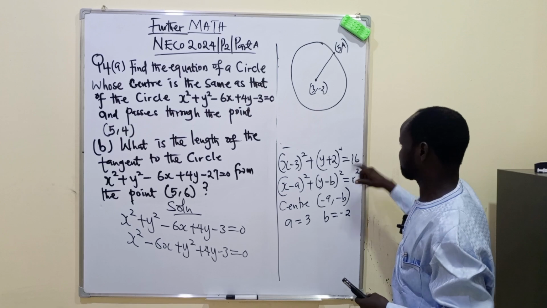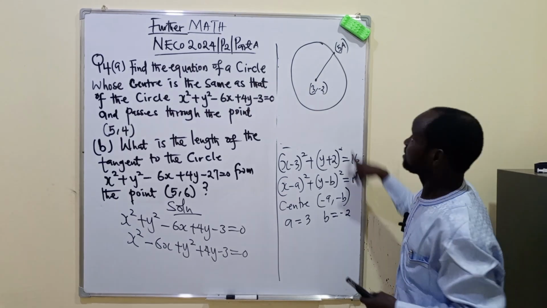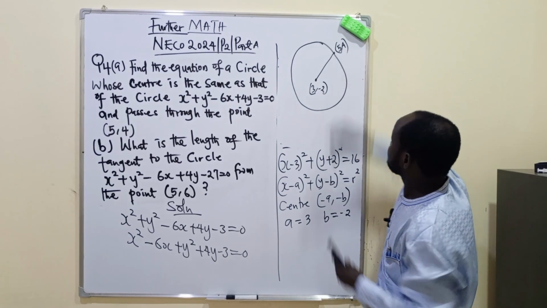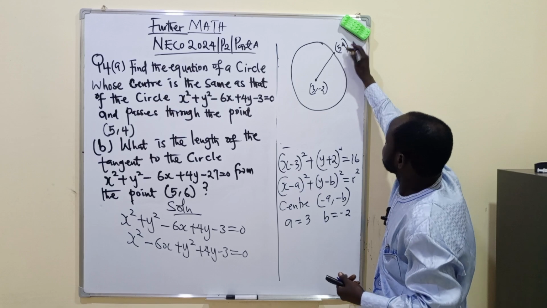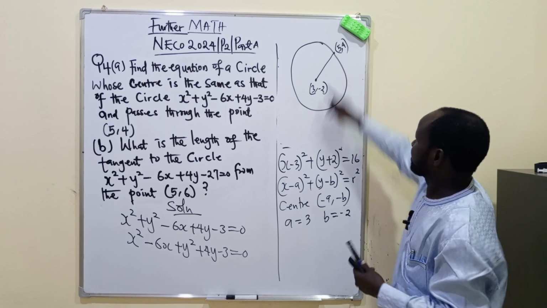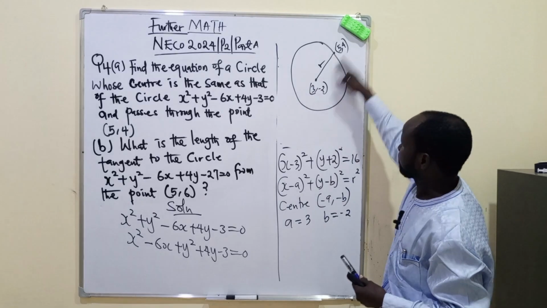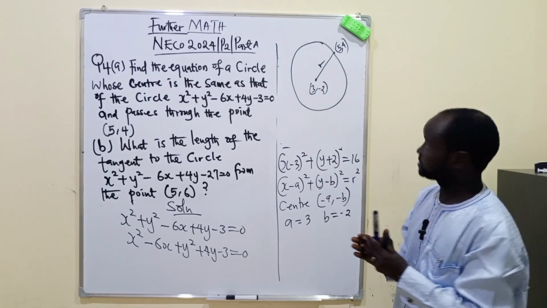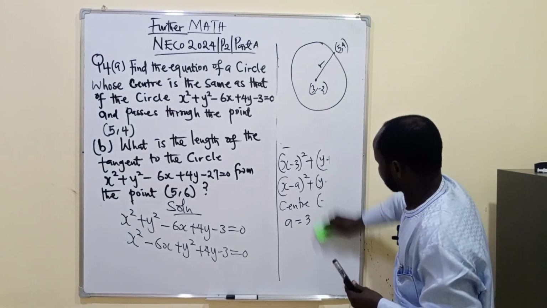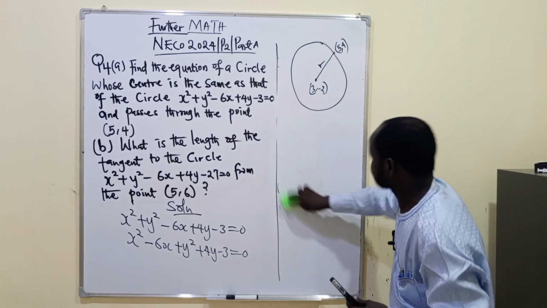Okay, if it did not pass through this point, the radius would be what? The radius of course would be 4, that's the square root of 16. But since it passes through this point, (5, 4), we have to find the radius now, which is r. And to find this radius, we have to use the distance between two points. So let's clean here to do that.